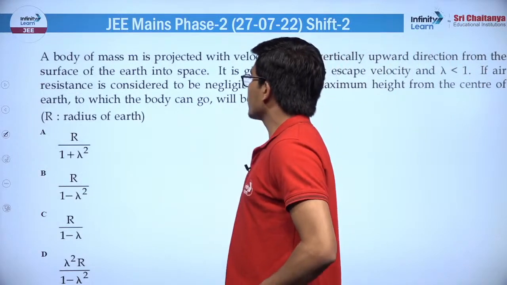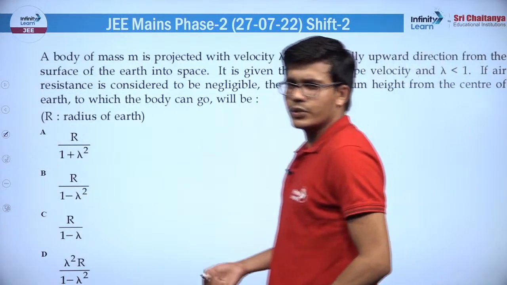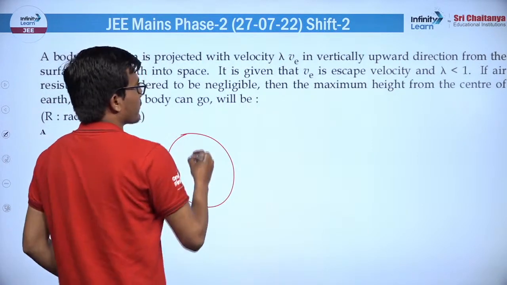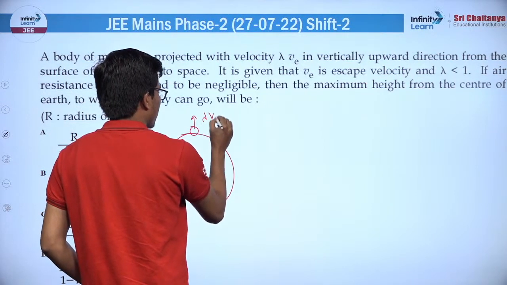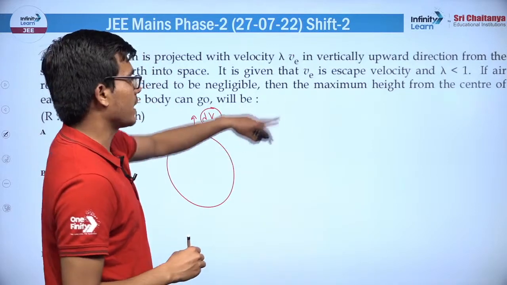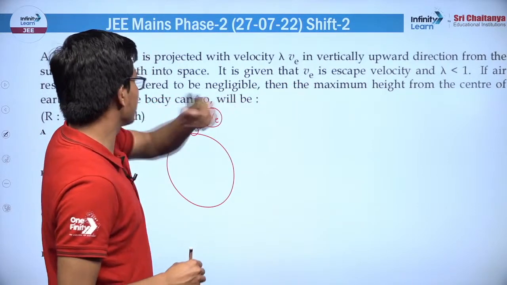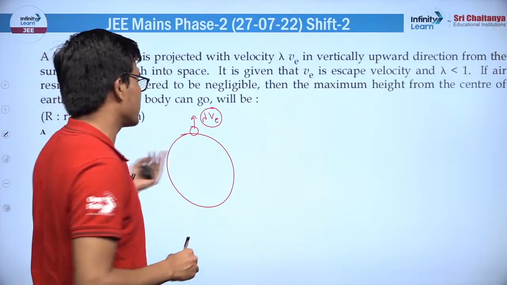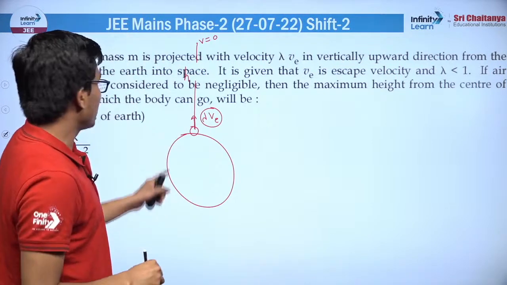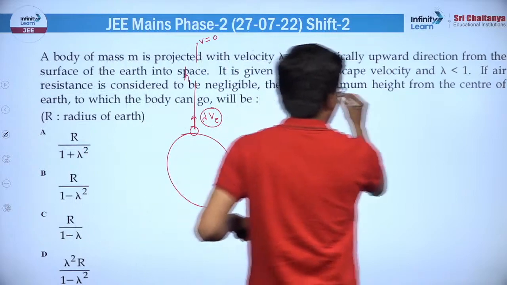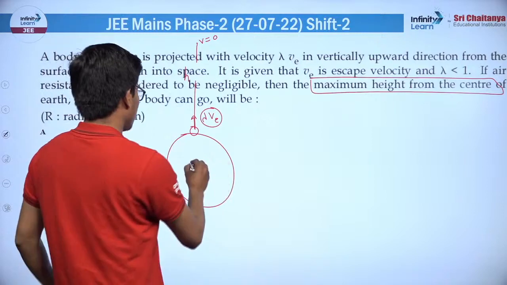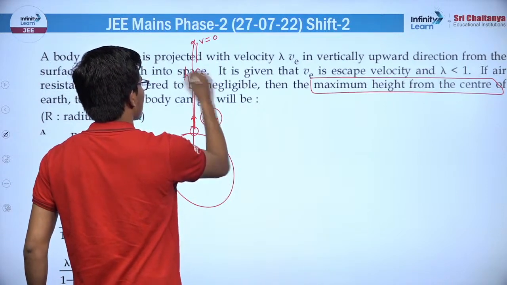A body of mass m is projected with a velocity, again a good question from the gravitational chapter. So you have a mass which has an initial speed of lambda times ve, where ve is the escape velocity. Lambda should be less than 1, otherwise it will escape, right? From the surface, if the air resistance is considered negligible, then the maximum height. You know that at maximum height velocity will be 0. Let us just assume it h. Read the question very carefully. They have asked you from the center, not from the surface. So just imagine this total distance is capital R.